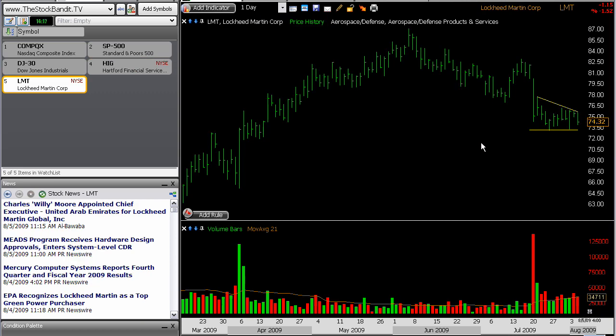And on Lockheed Martin, LMT, again using that same $1,000 risk with an entry down here at 73 for a play on the short side and a stop out up here at 76.25, I'm actually going to divide that $1,000 by this $3.25, and it's going to give me roughly 300 shares. So if I get stopped out, my loss is going to be within that $1,000 limit.